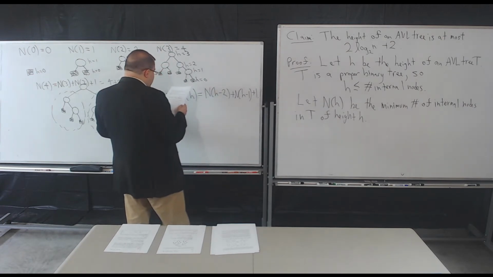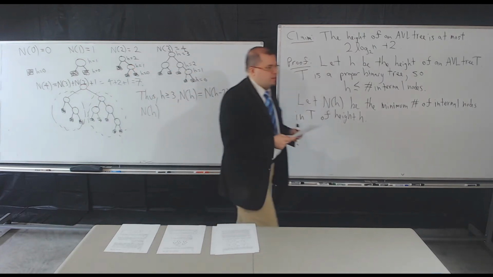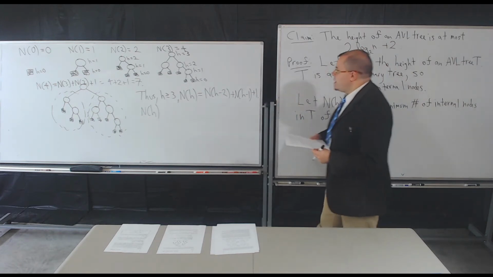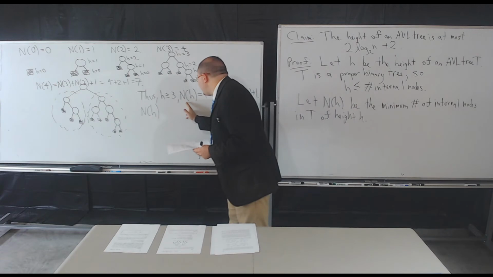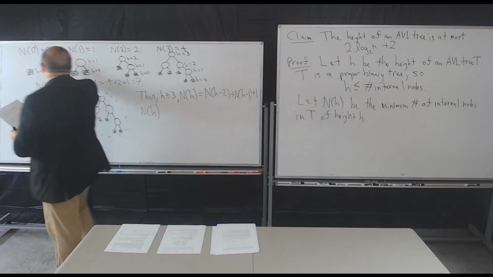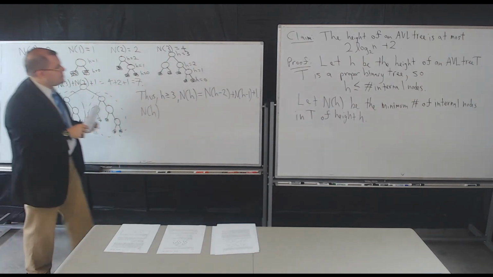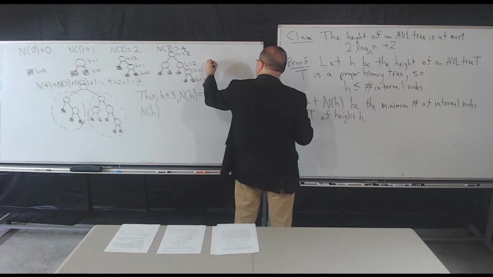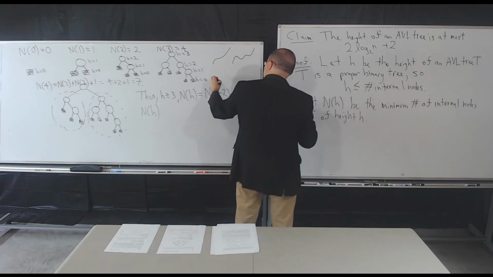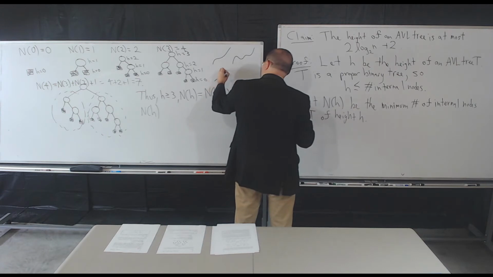So what am I going to do? I want to make an observation here. What does this function look like? It's a recurrence relation, but regardless, it's still a function. If I were to plot out the result of n of h, what does it look like? Does the shape of the function look like this? Does it look like this? Does it look more like this? Which one does it look like?